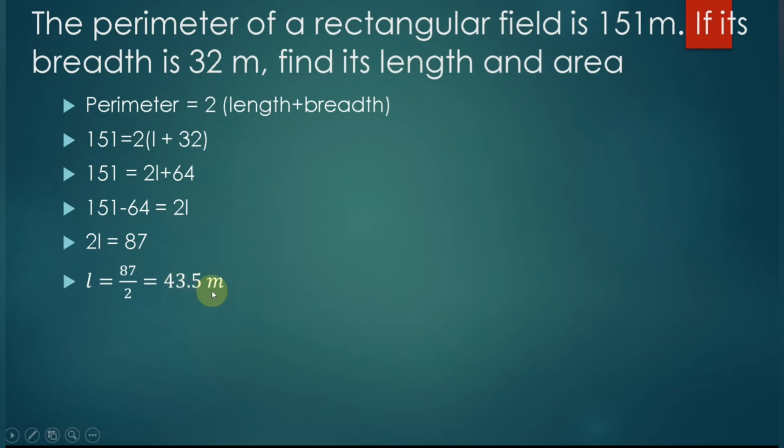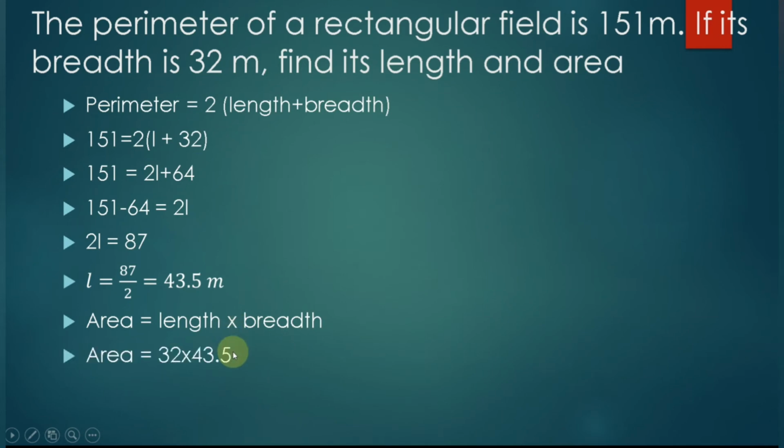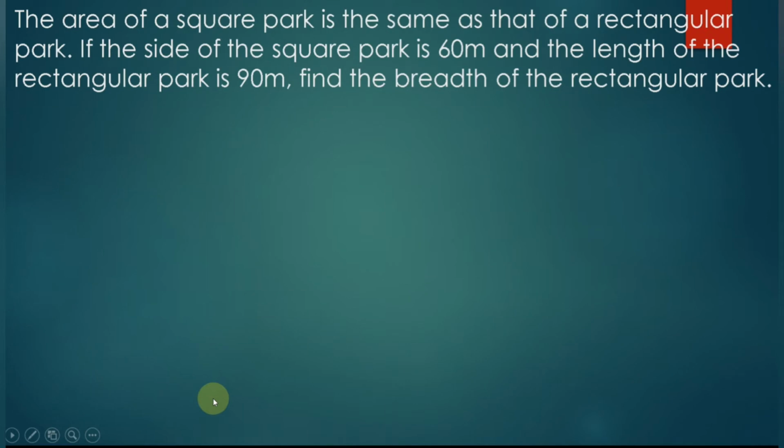So this is the length. Now we need to find out the area. Area is length into breadth. Length is 43.5 and breadth is already given, that is 32. So here I will multiply 32 into 43.5 and that is 1392 meters square is the area. Okay. Now we move on to the next question.